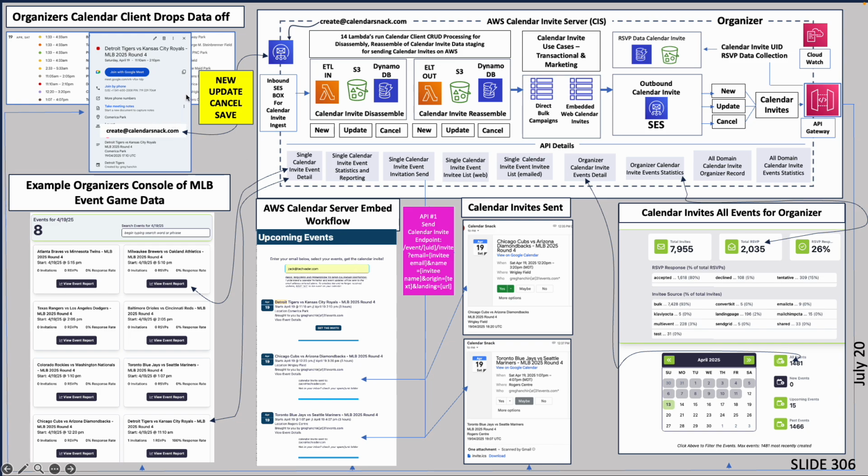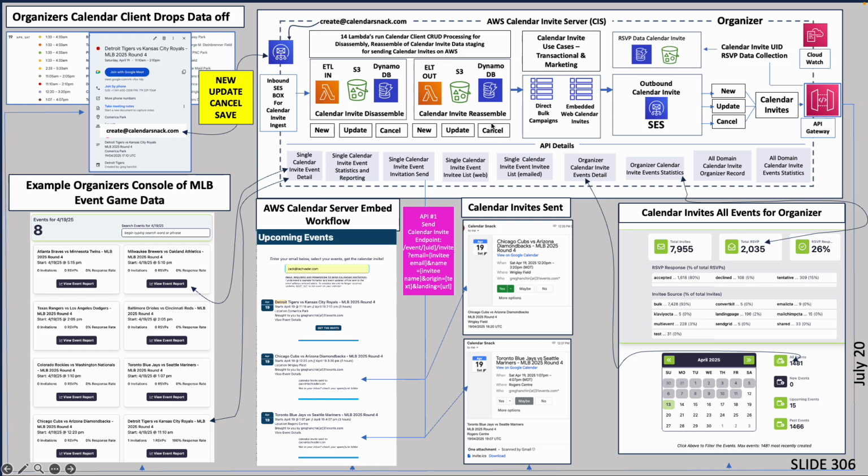Create command over here. It goes to an SES inbox. We disassemble the calendar invite here. We reassemble the calendar invite here using the API 1 endpoint that is buried and embedded into these calendar invite embedded pages here. And when someone clicks a button and puts their email address in, you can see we match the event UID in the Dynamo database. We match it to the email address being used, that's being used in the page itself.